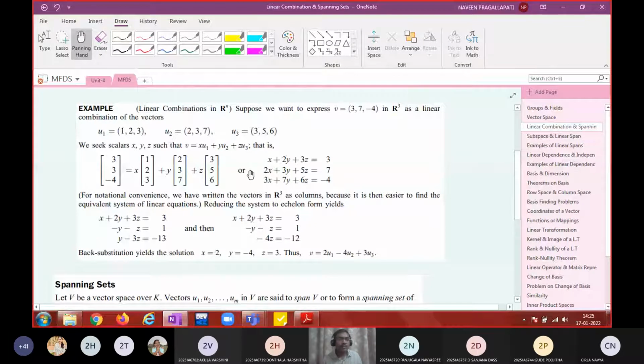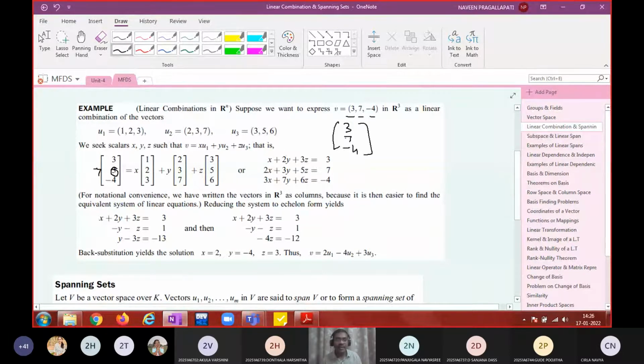Okay, 3. I think there is a mistake here. This must be 7, right? You can see 3, 7, minus 4. Okay, so this vector is 3, 7, minus 4.